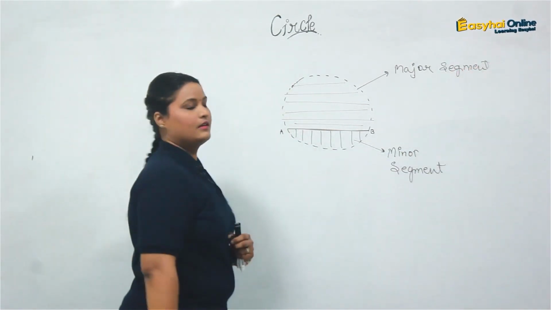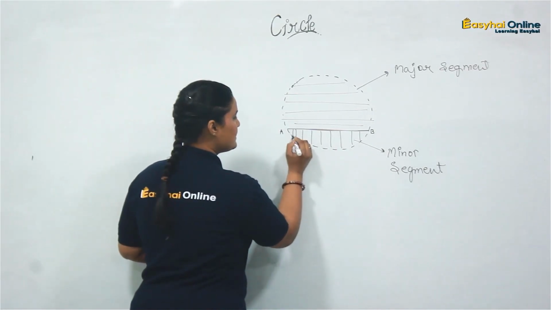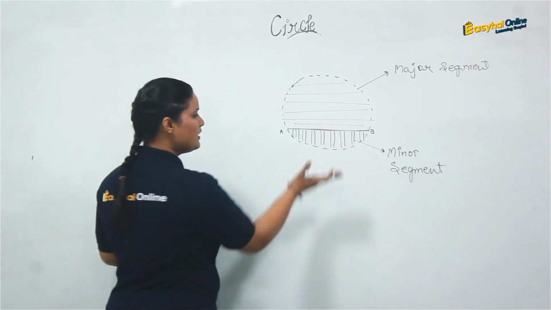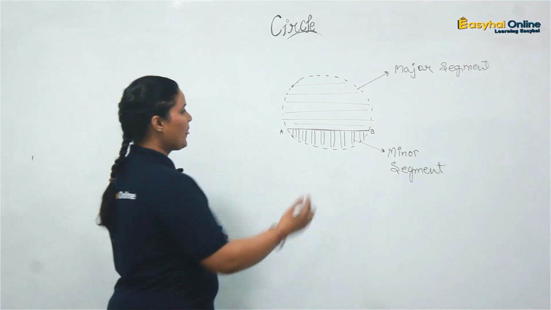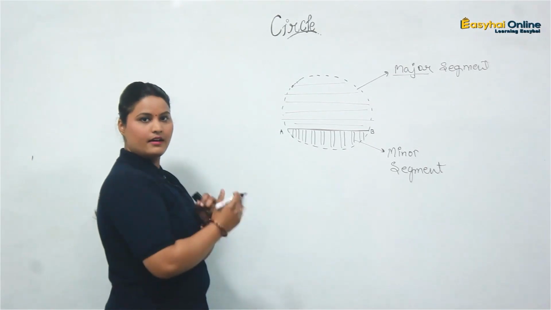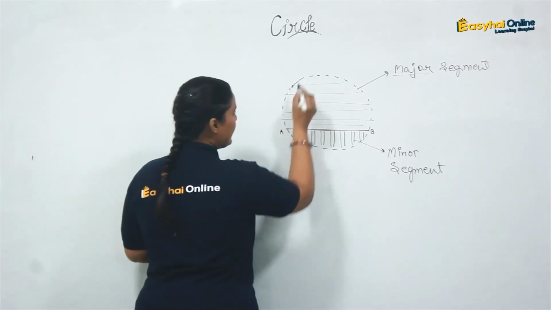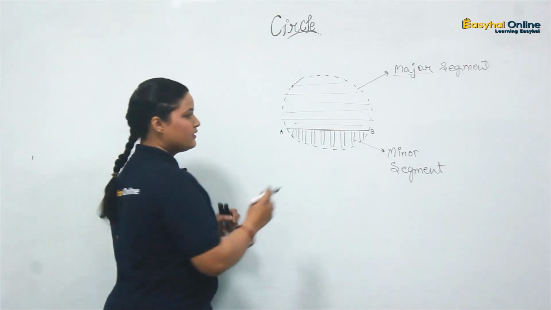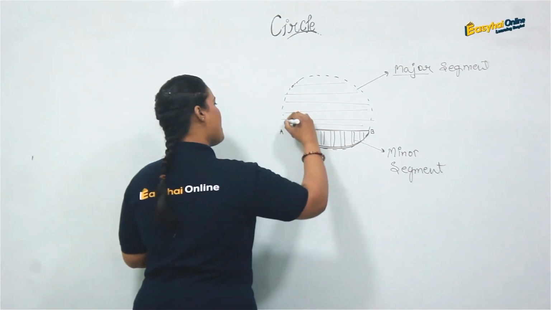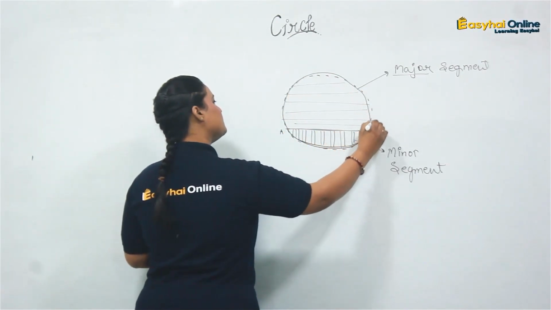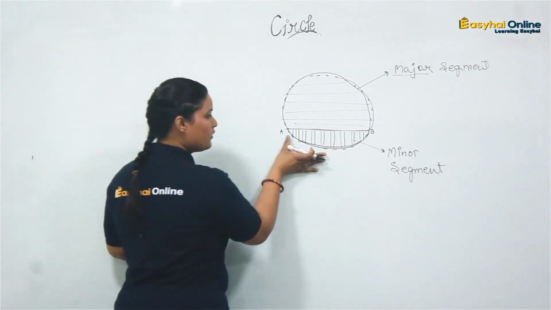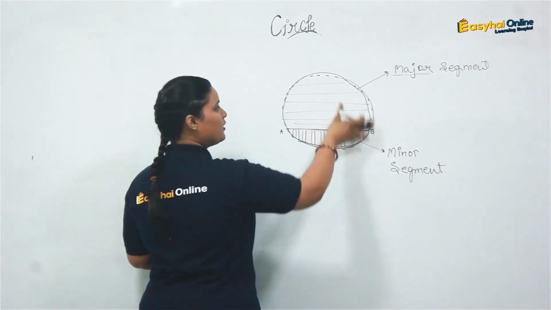Clear? This is the minor segment. This vertical-line part is the minor segment because it is small, and this larger part is known as the major segment. Clear? Similarly, it divides the circumference also. The circumference is divided into this lower part and the upper part. Is it visible, class?